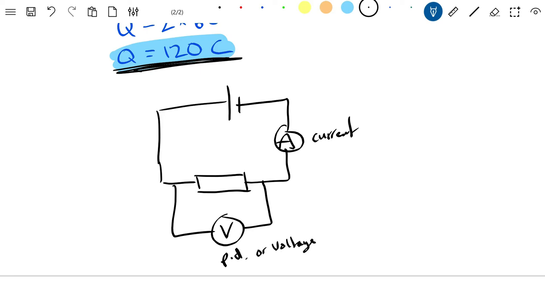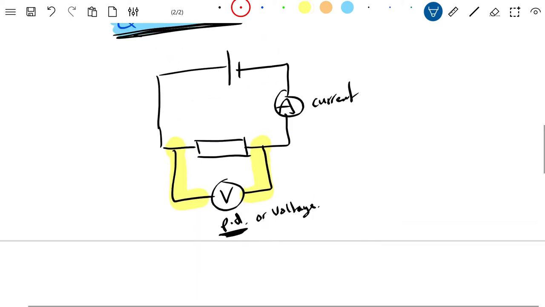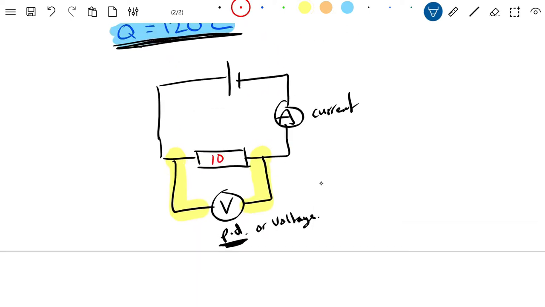I like to use the word potential difference these days because it's the difference in push between one of the sides and the other side there. And you always measure the potential difference across the component. Now, in this case, let's say it's a 10 ohm resistor.